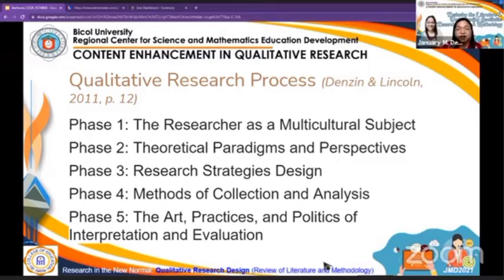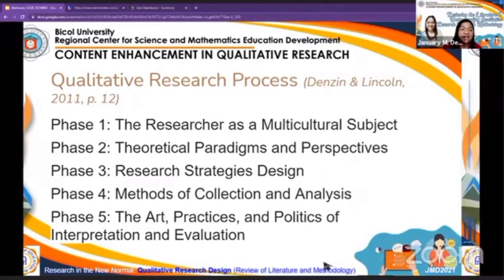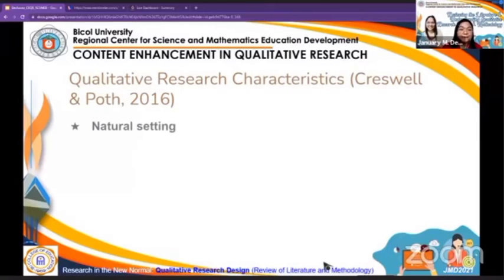And in your interpretation, actually, you will now involve your different levels of abstraction. That is why you have here the art, practices, and politics of interpretation and evaluation. So it is important to really understand the philosophical and interpretative framework that inform your qualitative study. So what are then the designs that we could use in simplest terms? How can we really share them to our students, and how can we really apply them?